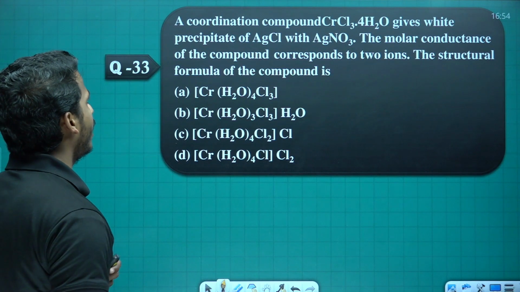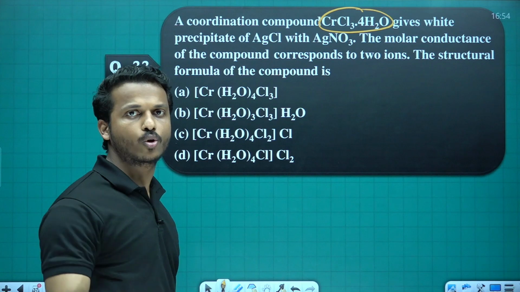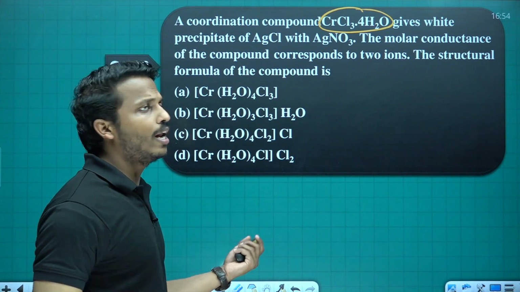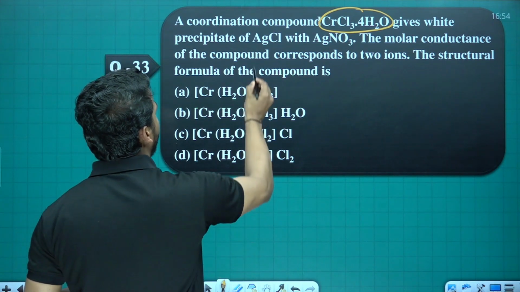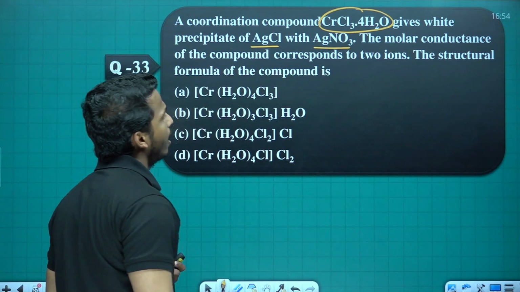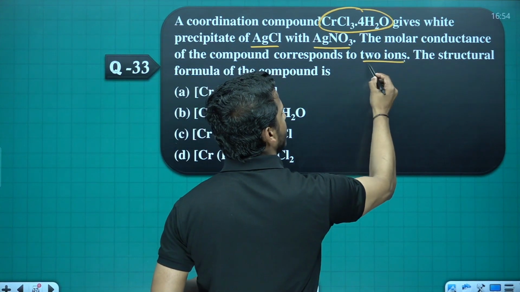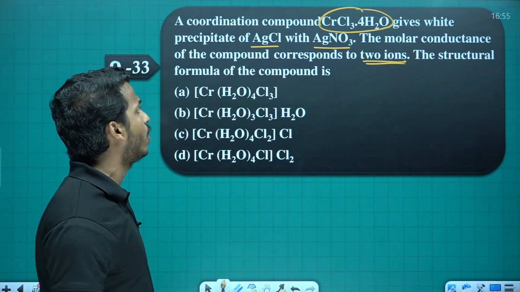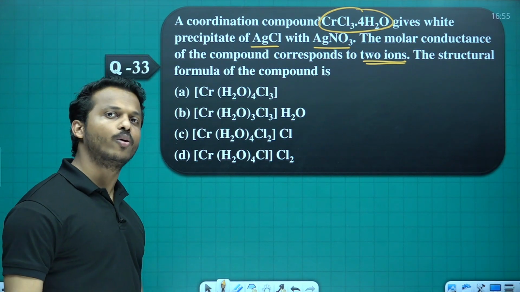Correct. A coordination compound having the formula CrCl3·4H2O. So chromium is the metal atom. Chlorine and aqua can be the ligand. It gives a white precipitate of AgCl with silver nitrate. The molar conductance of the compound corresponds to 2 ions. The complex is giving you 2 ions. And what is the complex? Very simple. Which is giving 2 ions here.